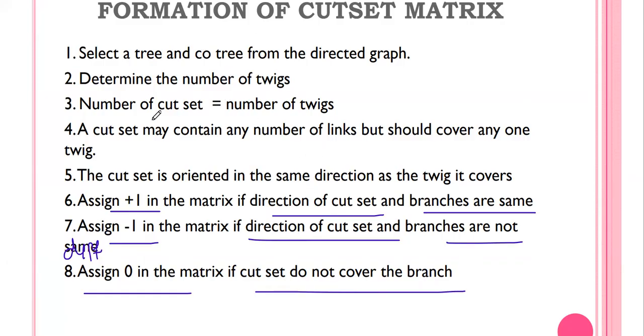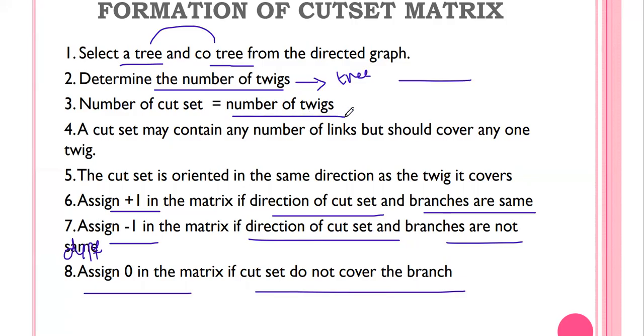So you see the procedure. The first step is we have to select one tree and the corresponding co-tree. The same procedure as that of the tie set matrix. We have to draw only one tree. Any possible tree you draw, and the corresponding co-tree you draw. That is the first step. Then second step, we have to determine the number of twigs. The number of twigs is nothing but the branches of the tree. The branches of the tree, which we mark in solid line, are called twigs.